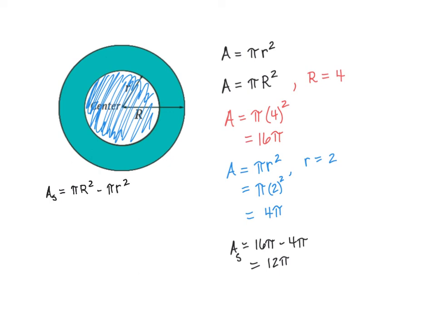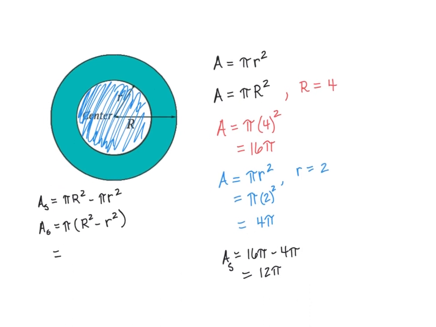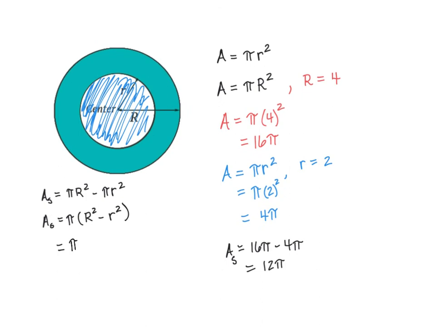And then I have a common factor of pi there, so I can say that the area of the shaded region is pi times capital R squared minus little r squared. And so if we wanted to just check that, we could go back to our original numbers that we used, and we could say, okay, pi times capital R squared was 16, little r squared was 4, so you get 12 pi as your answer. So let's go ahead and put that, 12 pi.